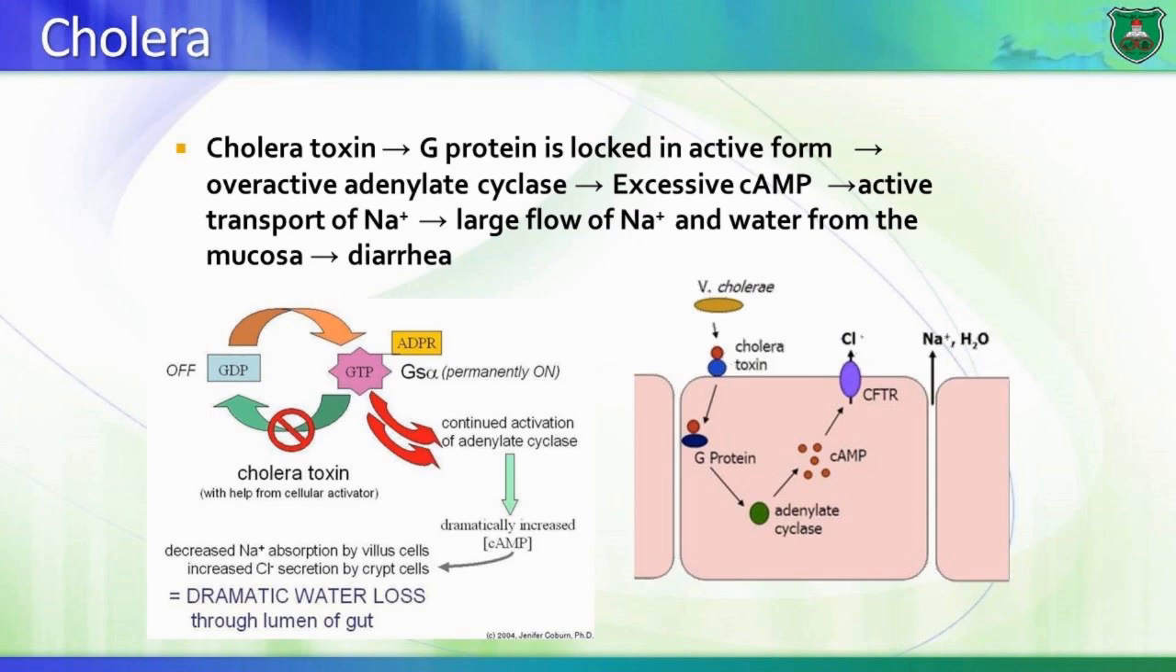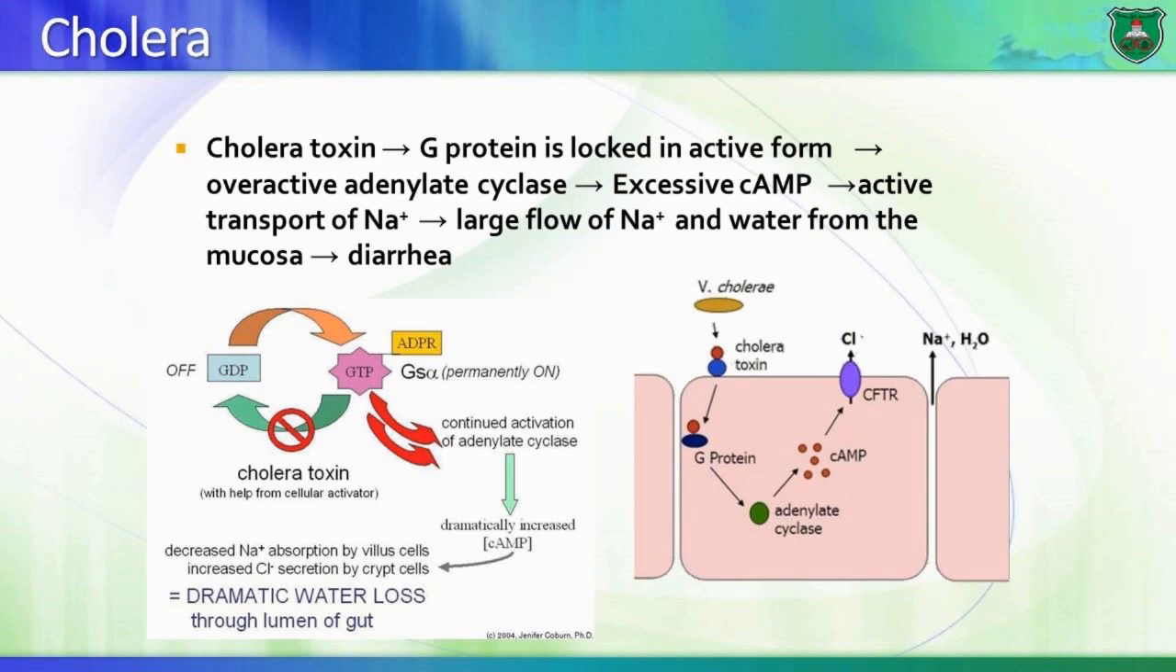Here's a nice example that you should know about. What's the effect of cholera? Why is it that cholera toxin... Well, the thing about cholera is that it induces continuous diarrhea, and that causes dehydration, and it can be fatal. It kills people. So how does the cholera toxin function?